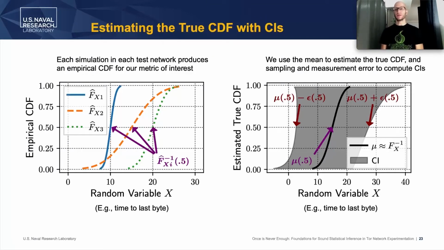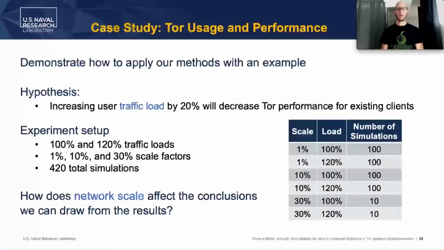And then we also compute the confidence intervals around the estimated CDF by incorporating sampling and measurement error. And the confidence intervals help guide us to understand how precise our measurement is, how much confidence we should place in the result that we've gathered. In the paper, we conduct a case study of Tor usage and performance to demonstrate how to apply these methods using a very simple example.